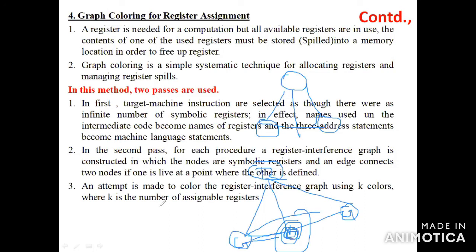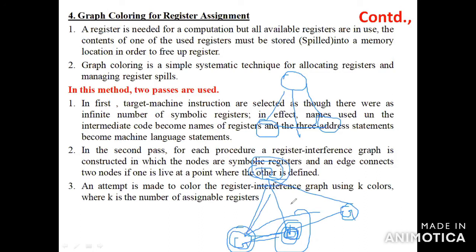In the second pass of the graph coloring technique, for each procedure a register interference graph is constructed, in which each node is a symbolic register, and an edge connects two nodes when one is live at a point where the other is defined. Adjacent nodes cannot be assigned the same color. So this is the graph coloring technique.